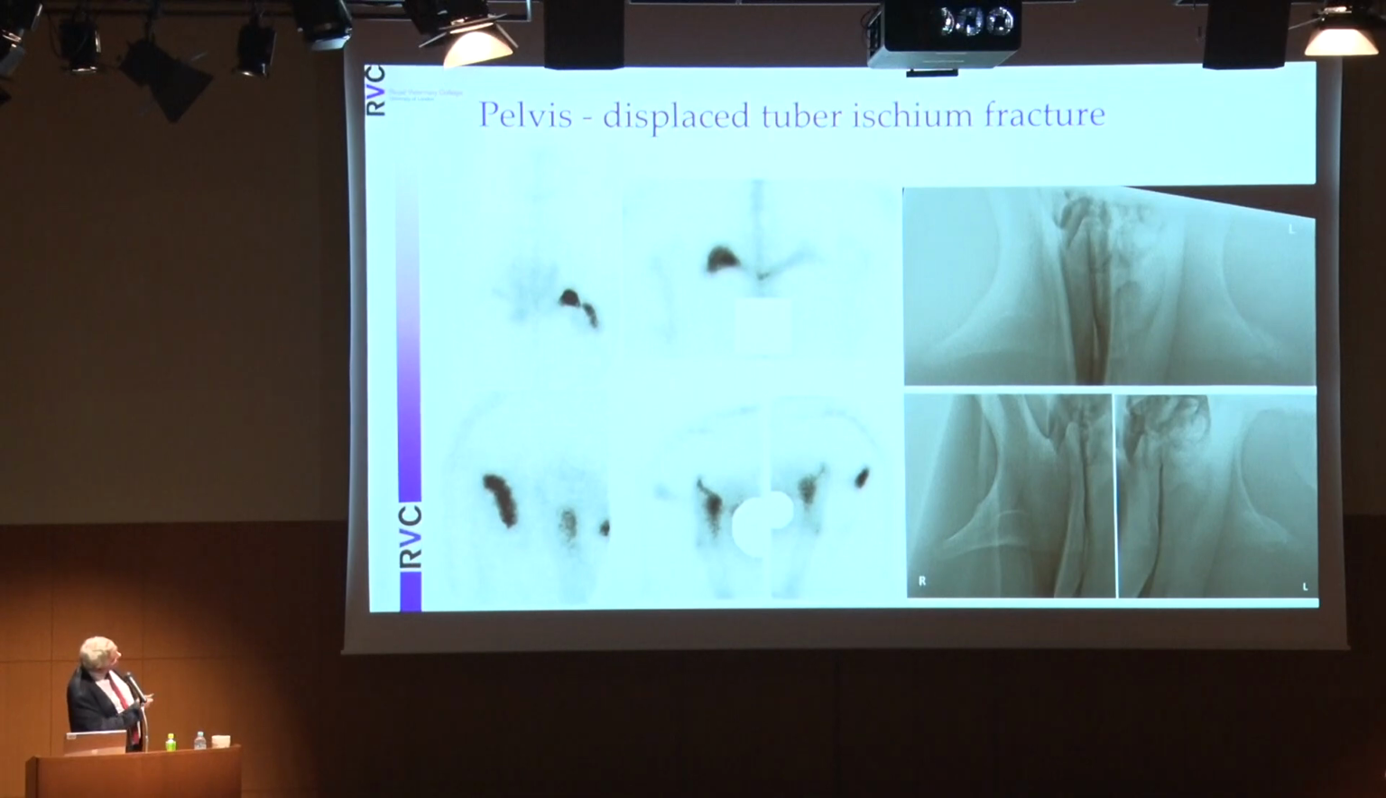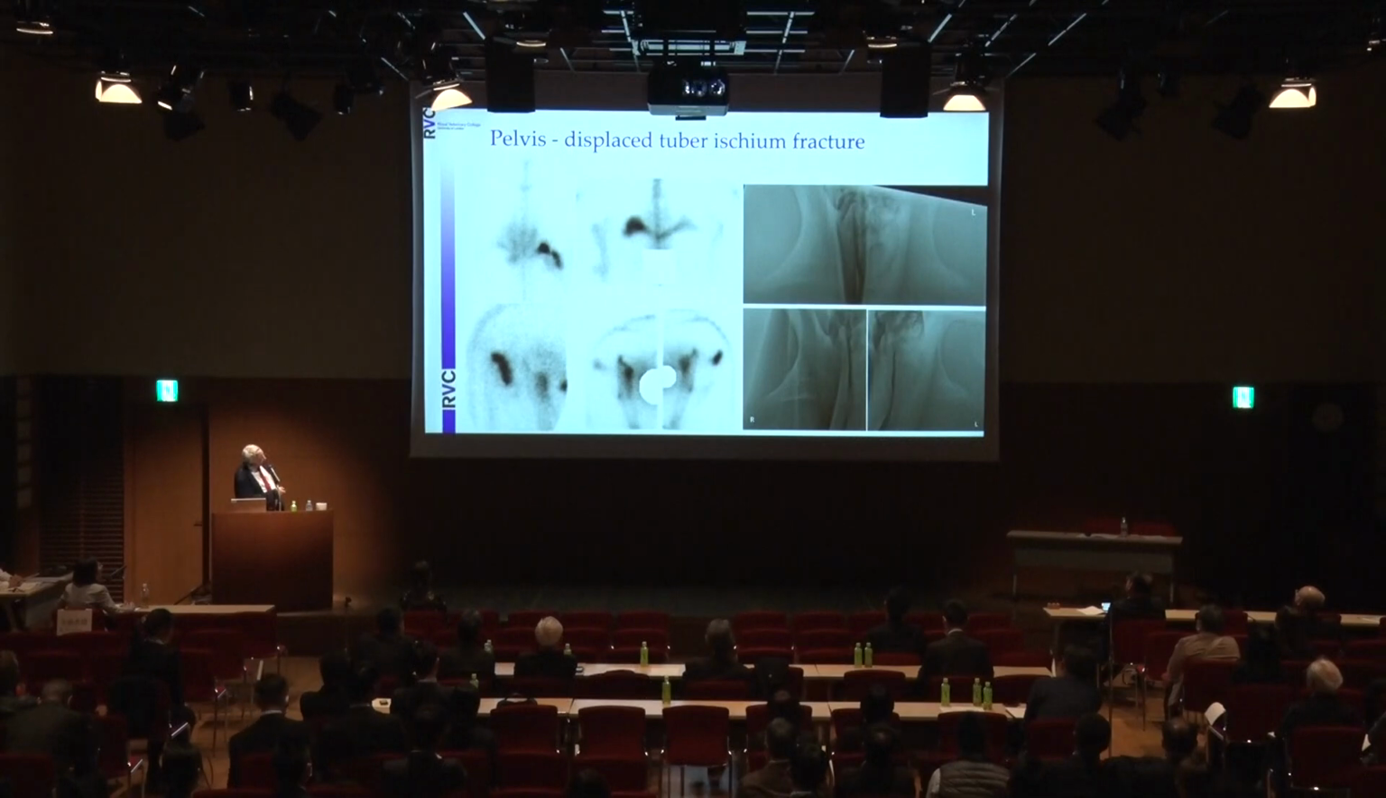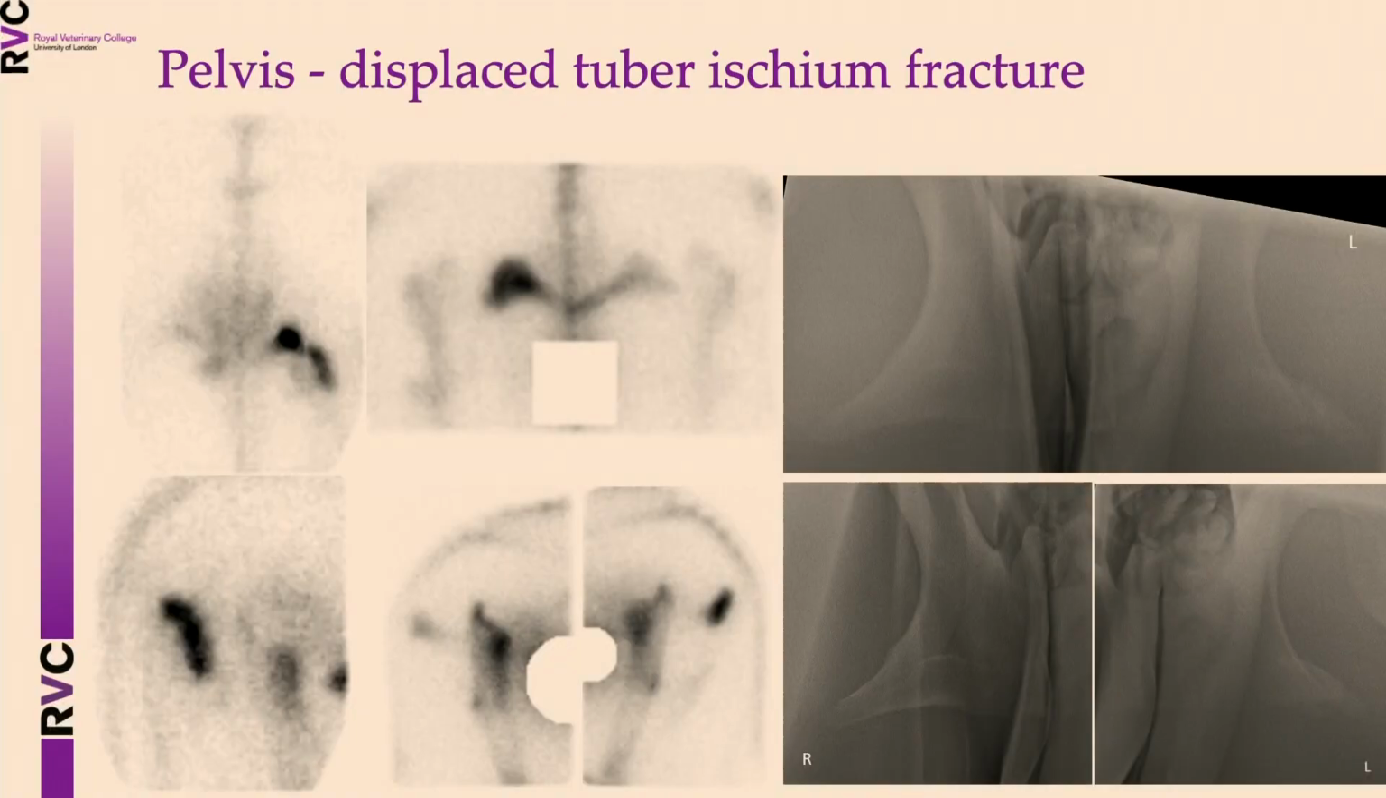So here are some examples of fractures in racehorses. Here is a tuber ischial fracture in a horse, and here's another one, which we can just about see radiographically. You can see how easily they show up on the bone scan.